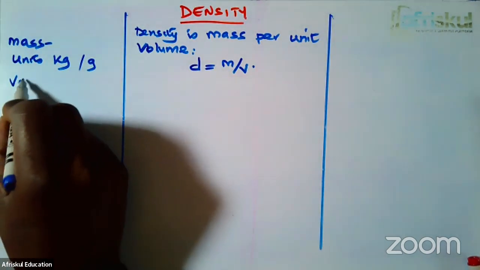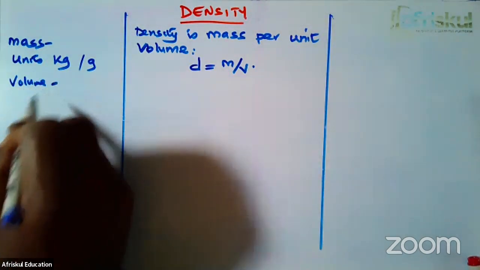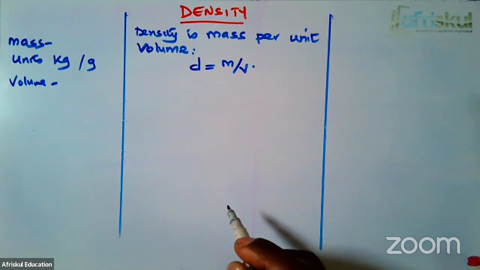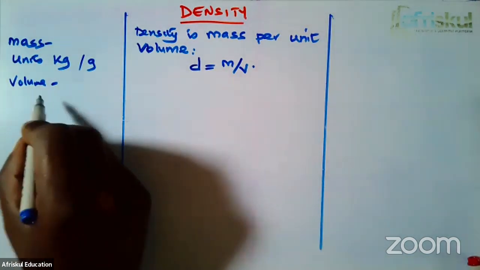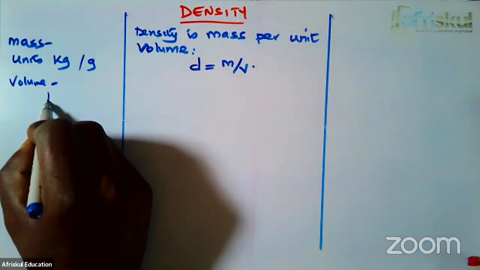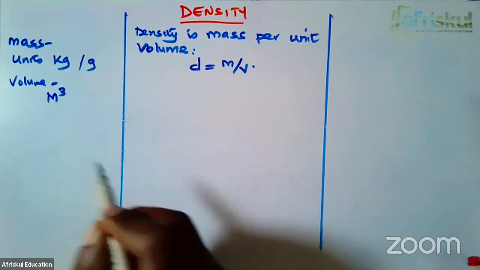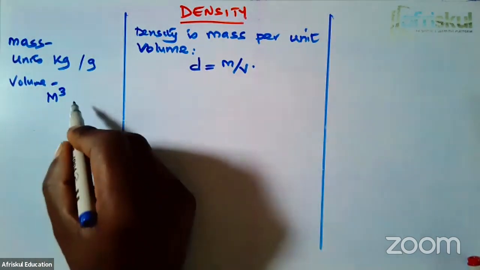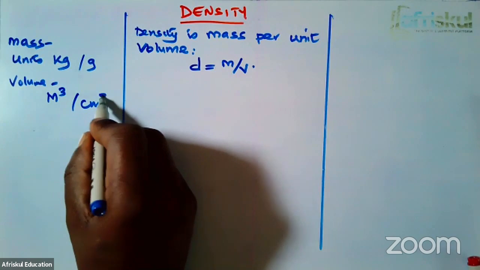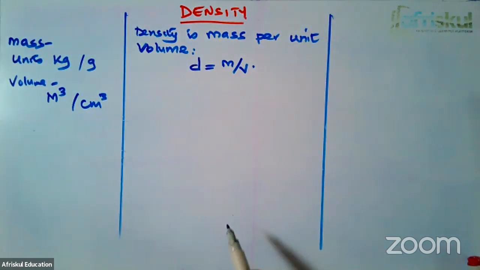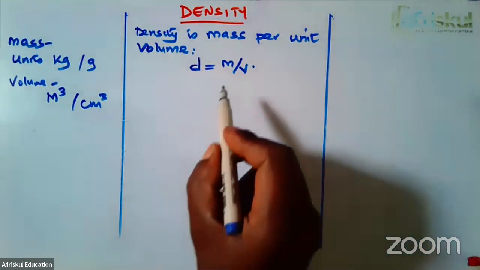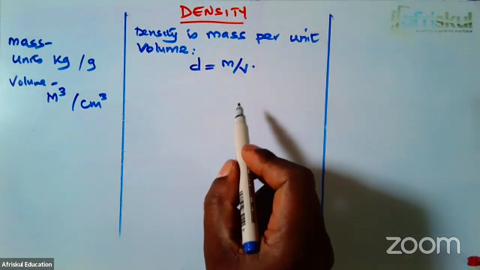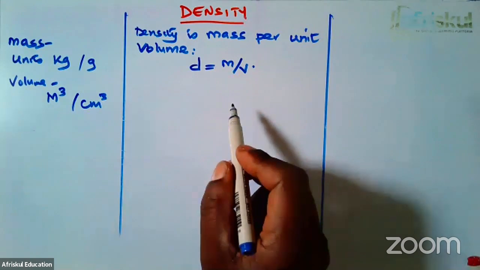Then for volume, it is a measure of the amount of space occupied by a solid or substance. And the units for volume, for SI units, are cubic meters, but we also use cubic centimeters. Now, when we talk about density as mass per unit volume, here we are dividing mass by the volume for you to be able to get the density.